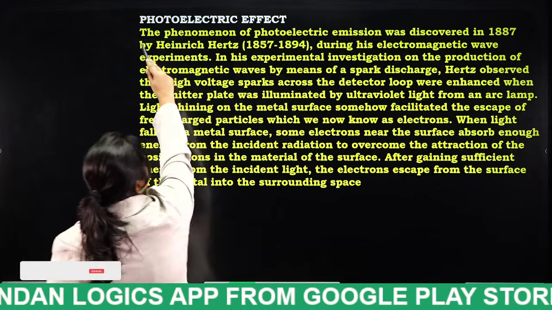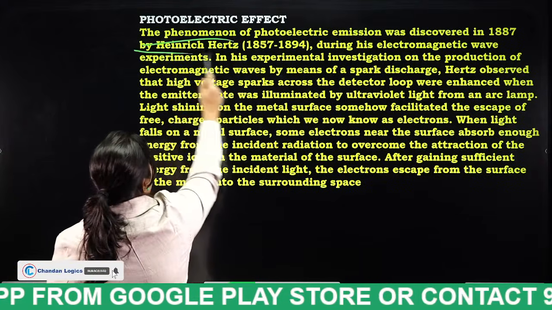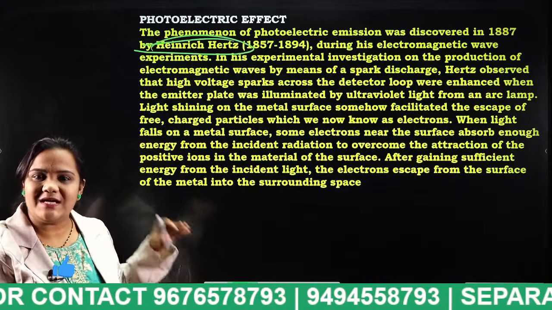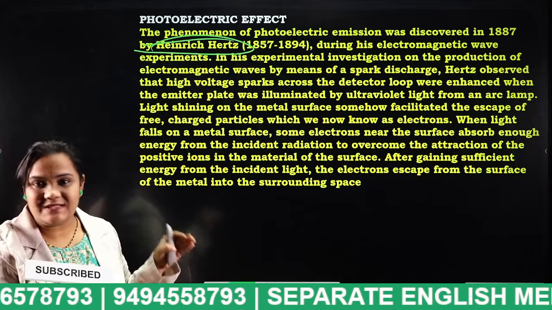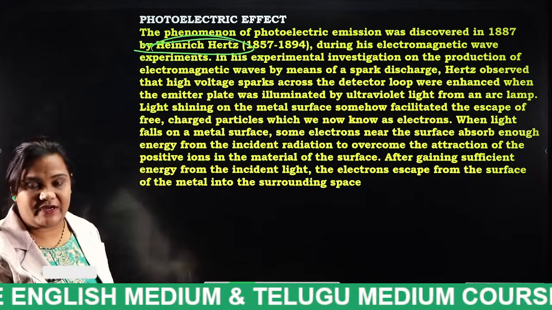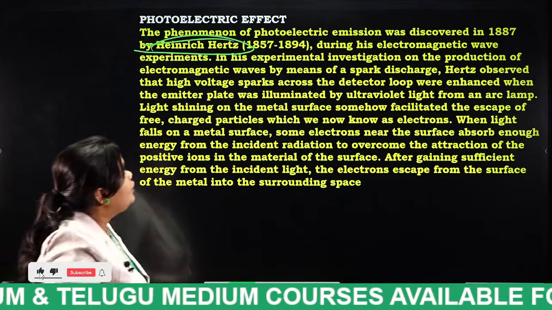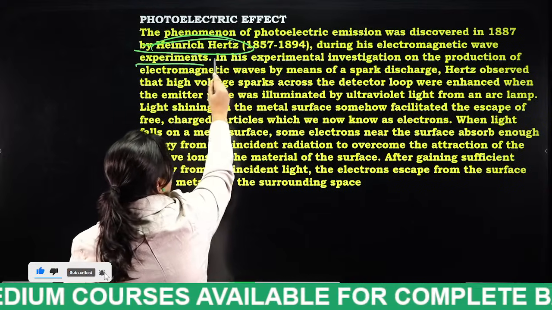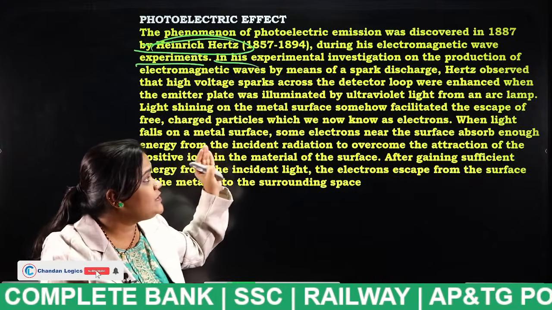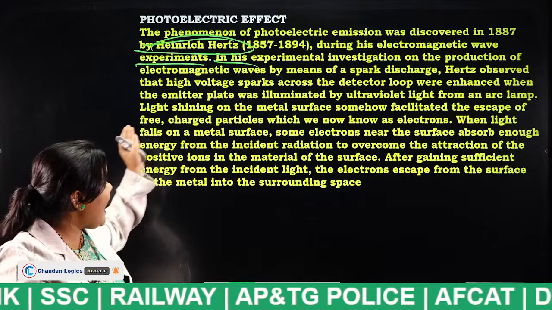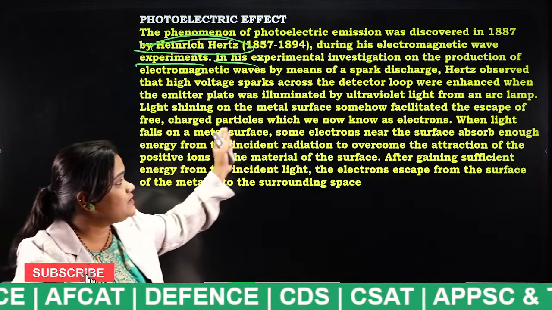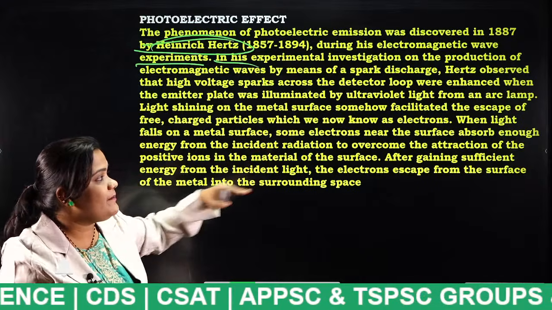The phenomenon of the photoelectric effect was discovered in 1887 by Heinrich Hertz. You all know Hertz. Who is this Hertz, students? The SI unit of frequency is Hertz. Even this person discovered the photoelectric effect in 1887. During his investigation on the production of electromagnetic waves by means of spark discharge, Hertz observed that high voltage sparks across the detector loop were enhanced when the emitter plate was illuminated by ultraviolet light from an arc lamp.